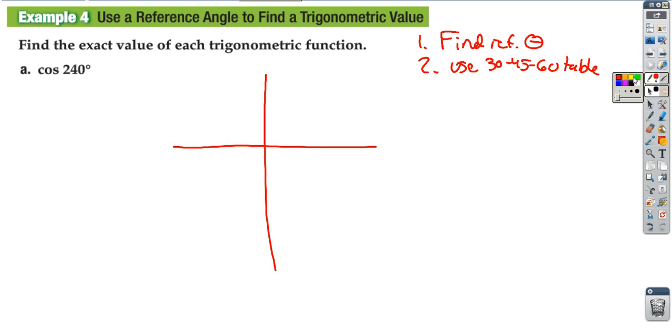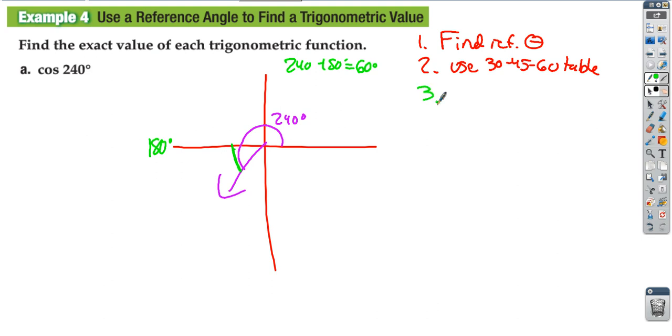Let's first draw this. So 240 is going to be, let's get a good picture here. So here's 90, here's 180. 240 puts us about there in the third quadrant. Okay, first step, find the reference angle. So the reference angle is this angle right here that takes us back up to 180. And 240 minus 180 is equal to 60 degrees.